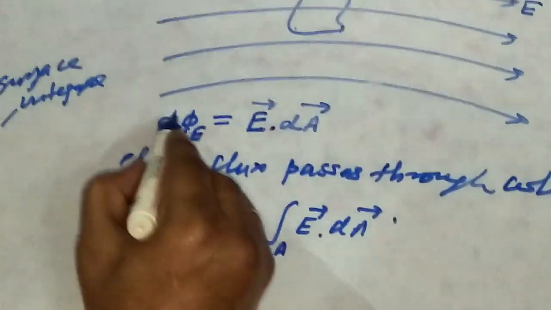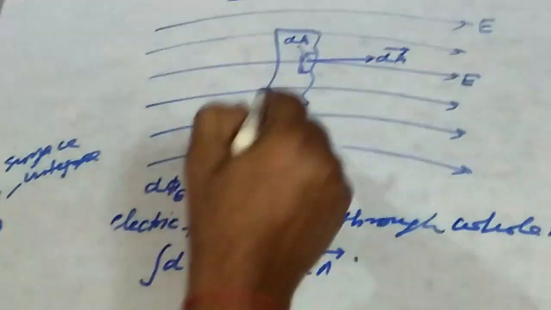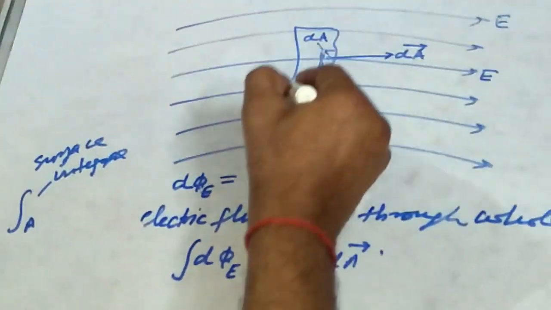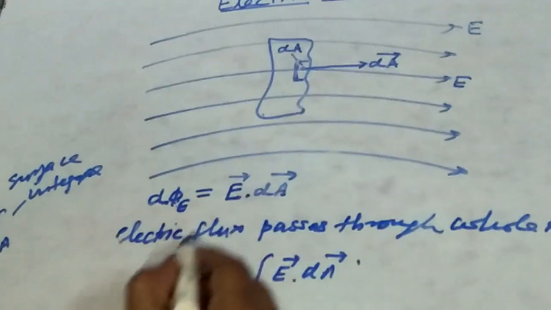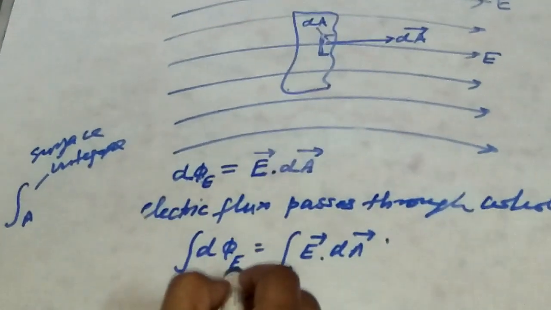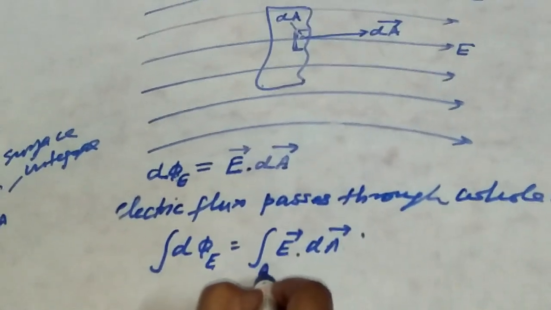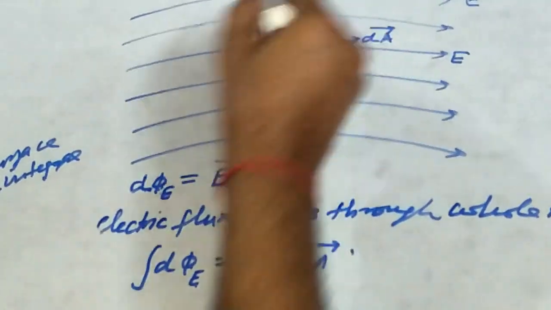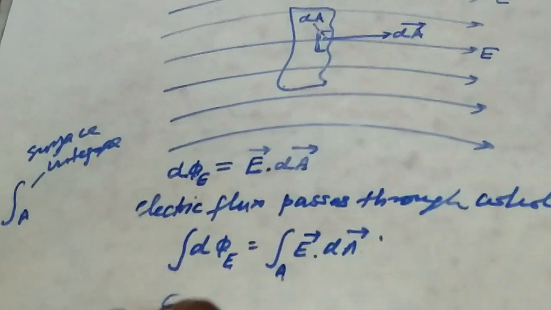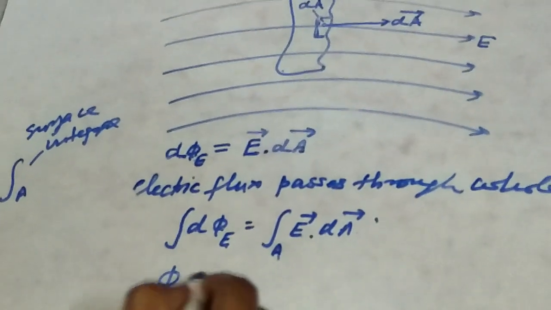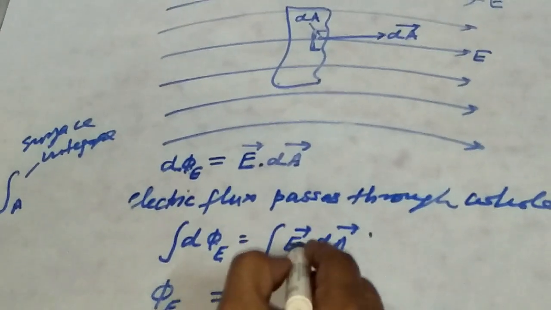So d phi is a small electric flux passing through the small area, and for finding the electric flux passing through the whole surface, what will you do? You will integrate this one. So the integration of d phi E is equal to the integration of vector E dot dA. Here A means for the entire area, and this is called the surface integral. And the integration of d phi E is phi E, which is equal to the surface integral of E dot dA.